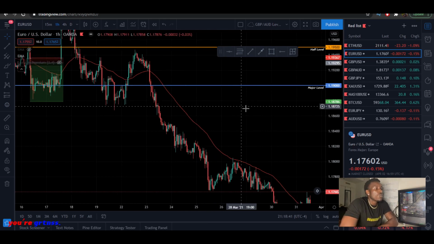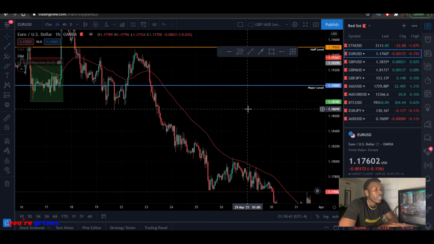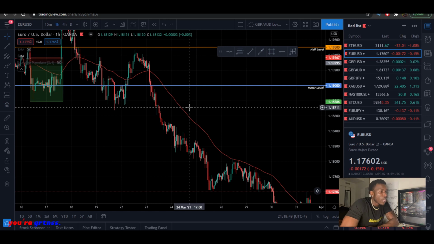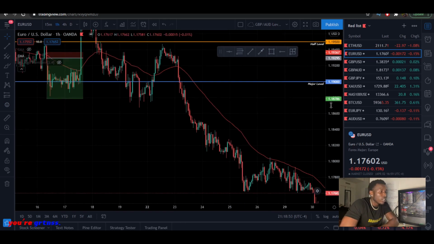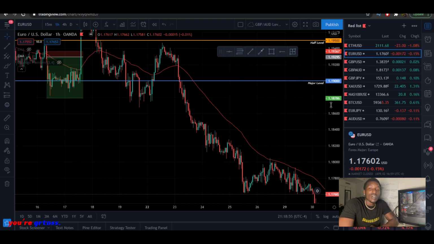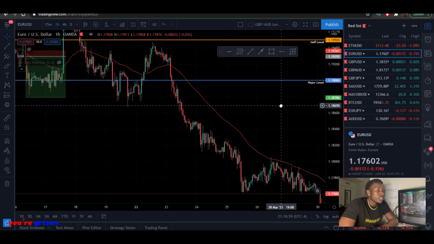You just will have to know where to enter, ladies and gentlemen. I would say that might be the most difficult thing. This strategy is as simple as this. If you see price below the 55 EMA, you should be looking to sell. You just have to find a setup. And if you are selling, you want to sell high. If you're buying, you want to buy low. So just put those two things into consideration.